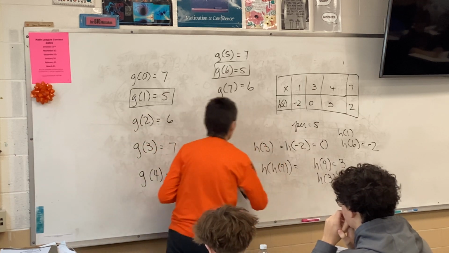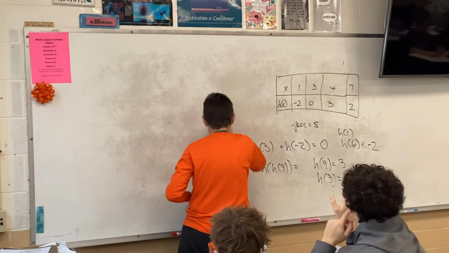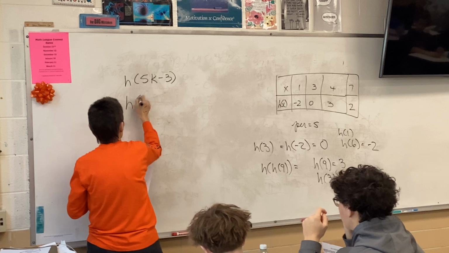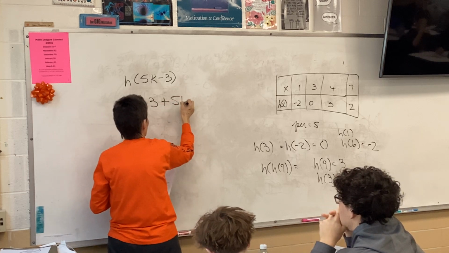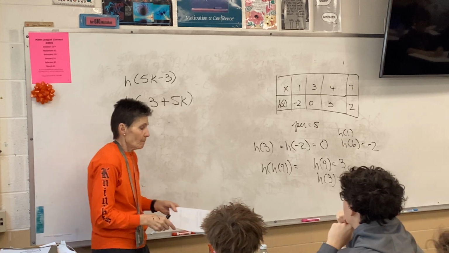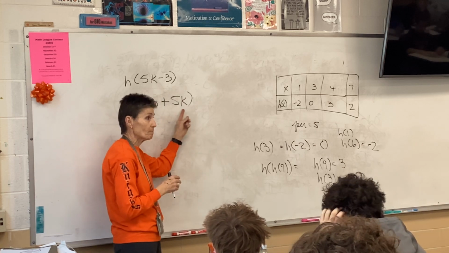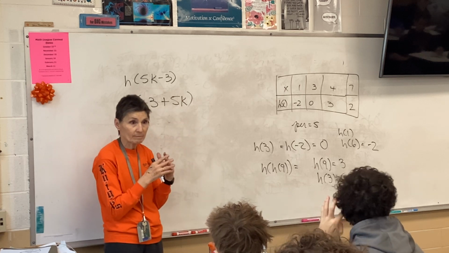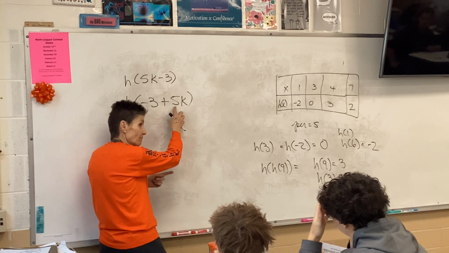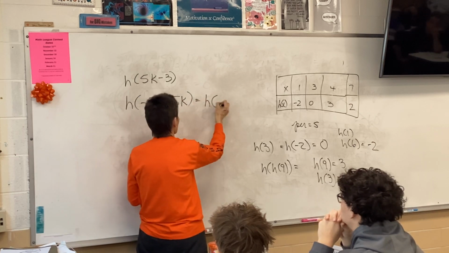H of 5k minus 3. I'm actually going to think of that myself as negative 3 plus 5k. Well, here's why. Because the period is 5, and that means every multiple of 5, I repeat. So isn't this like saying negative 3 plus 5, negative 3 plus 10, negative 3 plus 15, and those are all going to be the same as h of negative 3.